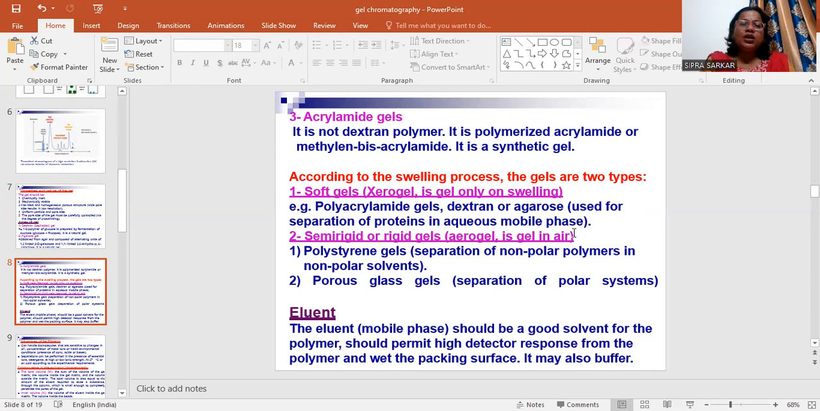Now coming to the eluent. The eluent will be the mobile phase, should be a good solvent for the polymer, should permit high detector response from the polymer and wet the packing surface. It may also buffer. That means the eluent should give a good detector response.